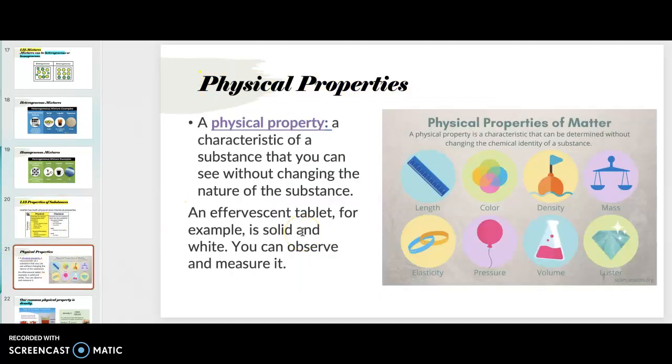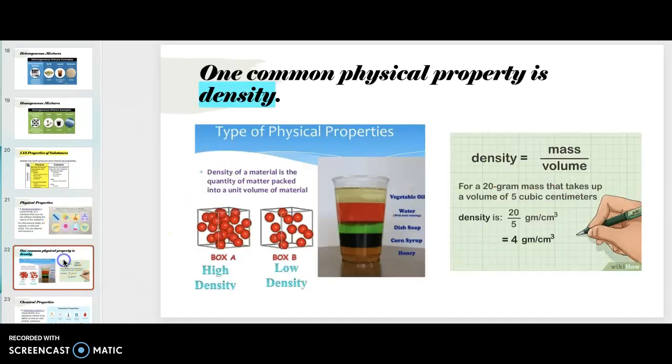More specifically, physical properties are a characteristic of a substance that you can see without changing the nature of it. So it's only going to change the way it looks per se, but it's still the same substance. And one common physical property, and this also does pop up in your Unit 1 week quiz, is density. And for density, it is mass divided by volume for your formula. So if you do 20 divided by 5, you get 4, and that would be your density for that problem.